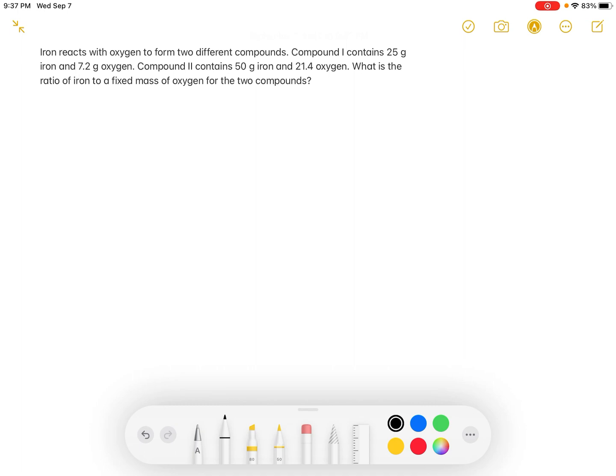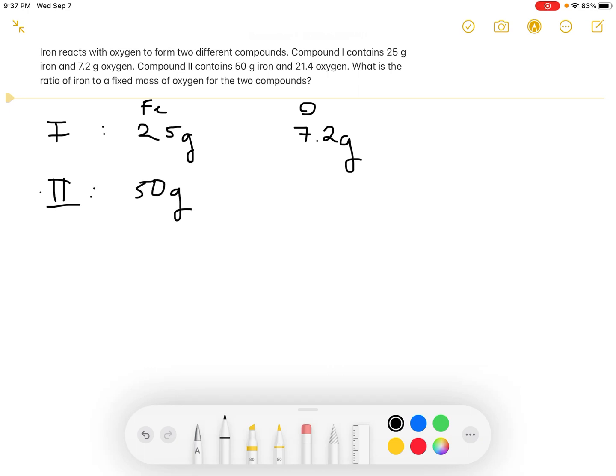So let's copy down this data, write down what we know. So for compound 1, let's make a little table of iron to oxygen. In compound 1, we have 25 grams iron and 7.2 grams oxygen. And in compound 2, we have 50 grams of iron and 21.4 grams of oxygen. So first we want to find the ratio of iron to oxygen in each one. So we're going to do that by dividing the amount of iron by the amount of oxygen.